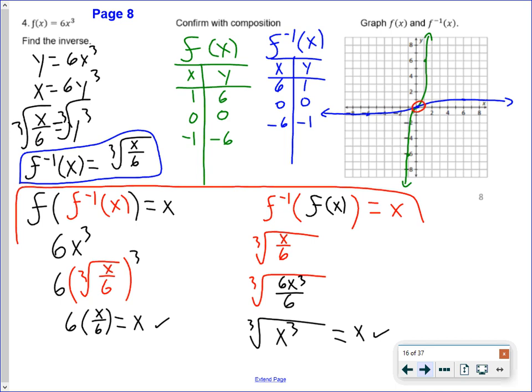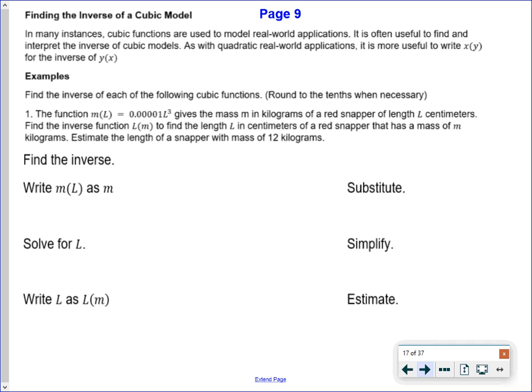All right, and if you didn't really fully understand something, go back and rewatch me go over number 1 and number 2. Everything is going to be the same exact process, just with different numbers and slightly different equations. But for now, for this video, we're going to keep on going. We're going to go on to page 9, and we're going to go over some word problems where we deal with inverses of a cubic model.